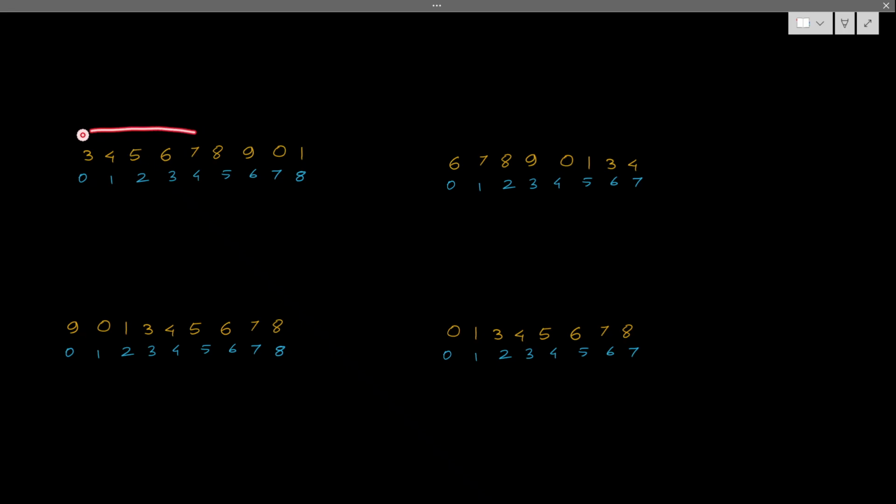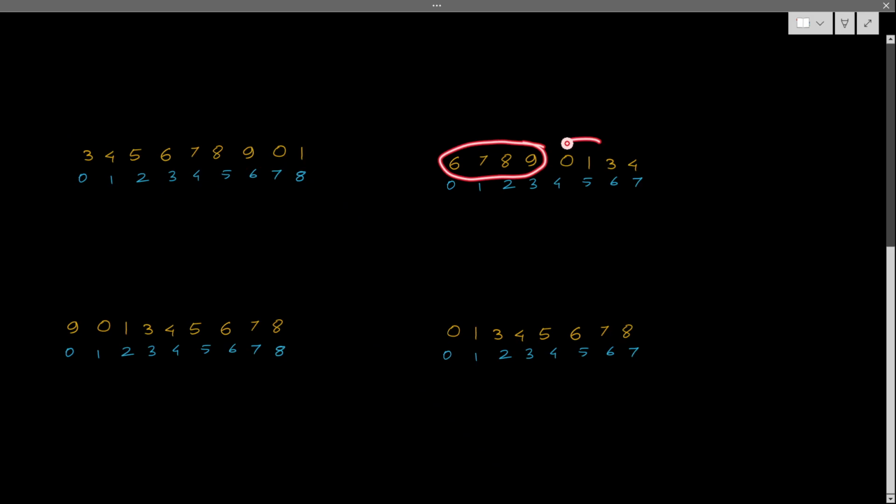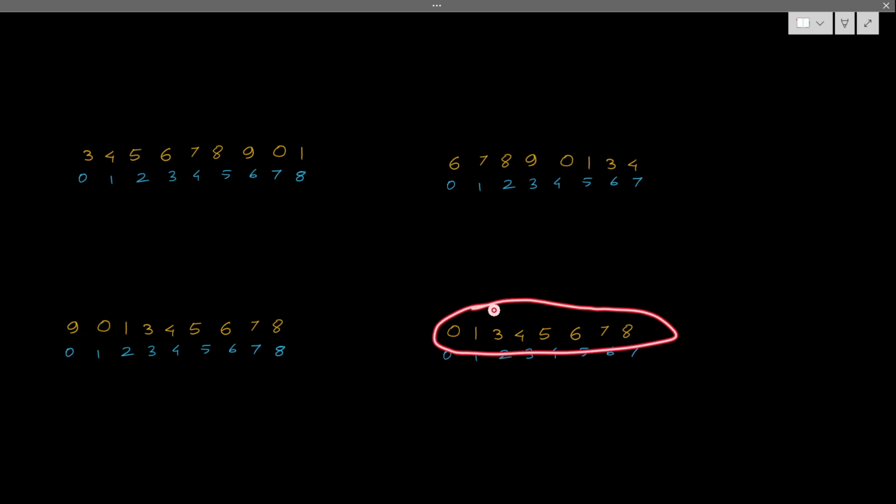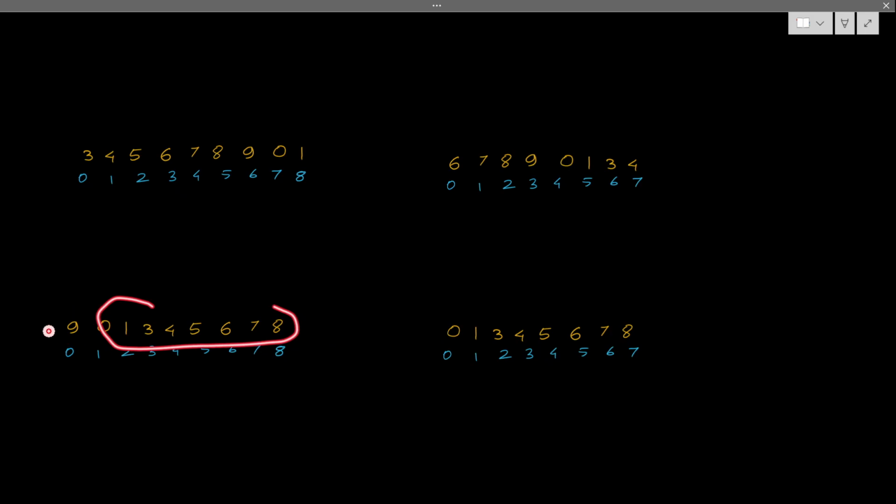So see this one. There are two parts, it becomes two sorted arrays, like two divisions. This part is sorted and this part is sorted, correct? And here, if you see, this part is sorted, this part is sorted. Here, if you see, this is the actual sorted array, this itself is a sorted array.